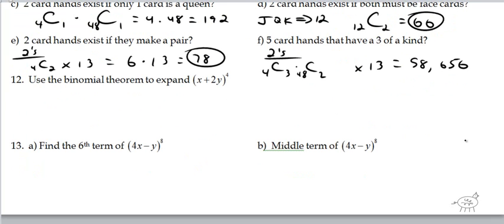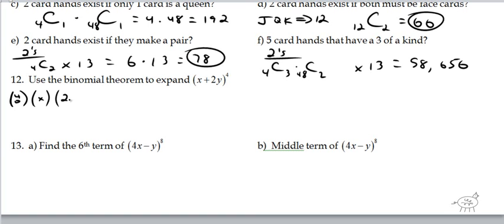Okay? All right, number 12. Okay, now we're using the binomial theorem to expand. And so I'm going to write kind of small here. But remember, it's power of 4, so it's going to be 4C0. And remember, it's the first term.